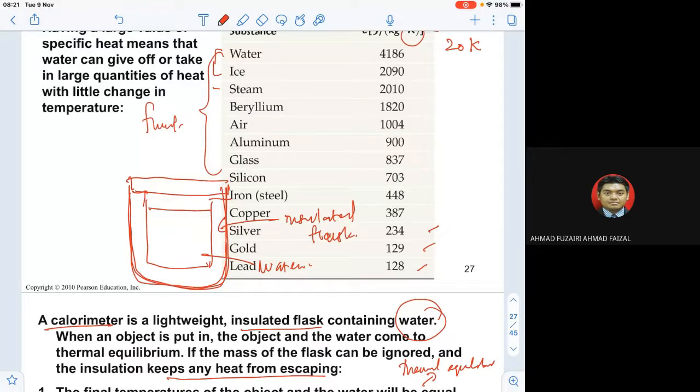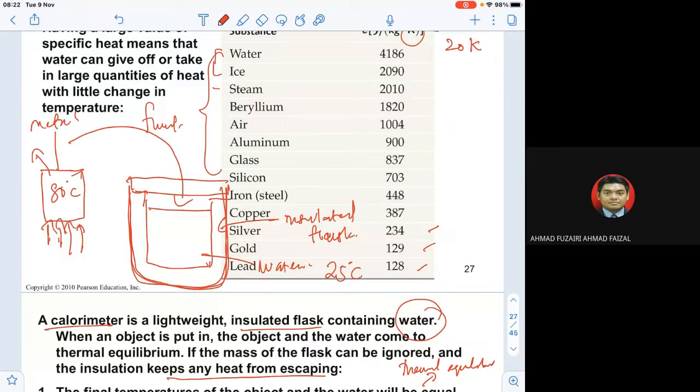So you have water. Let's say the water is at 25 degrees Celsius. If you take one metal and heat it until at least 80 degrees Celsius, for example, this is the metal. What will happen if we take this metal at 80 degrees Celsius, put it inside here, and close the cover of the insulated flask?